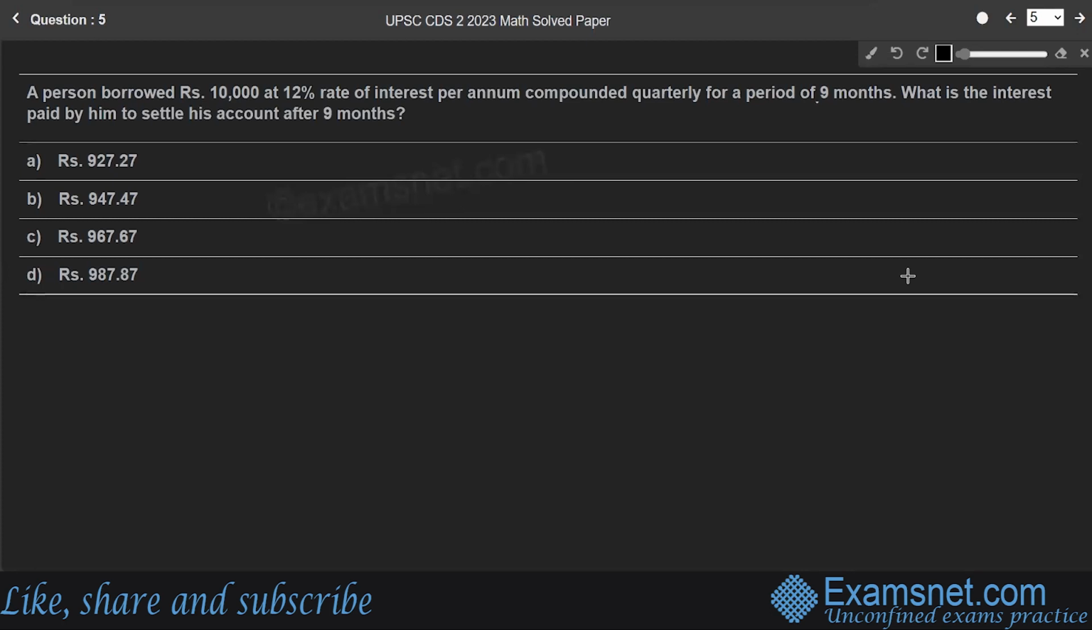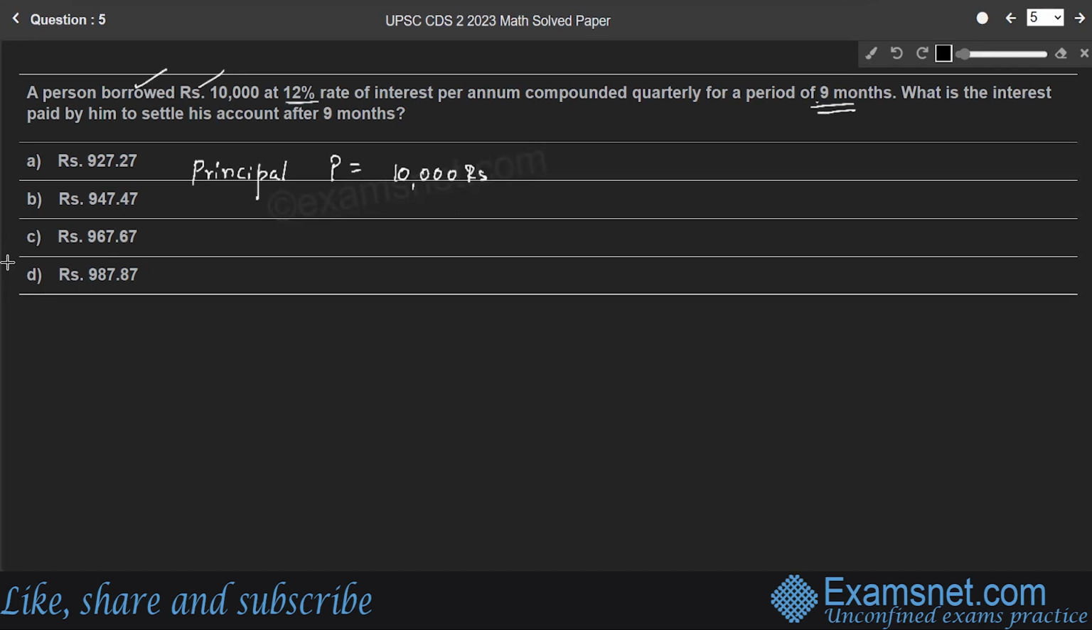Question 5. A person borrowed 10,000 rupees at 12% rate of interest per annum, compounded quarterly for a period of 9 months. What is the interest paid by him to settle his account after 9 months? Here, the sum borrowed is 10,000 rupees, so we'll consider this 10,000 rupees as the principal. P is equal to 10,000 rupees.